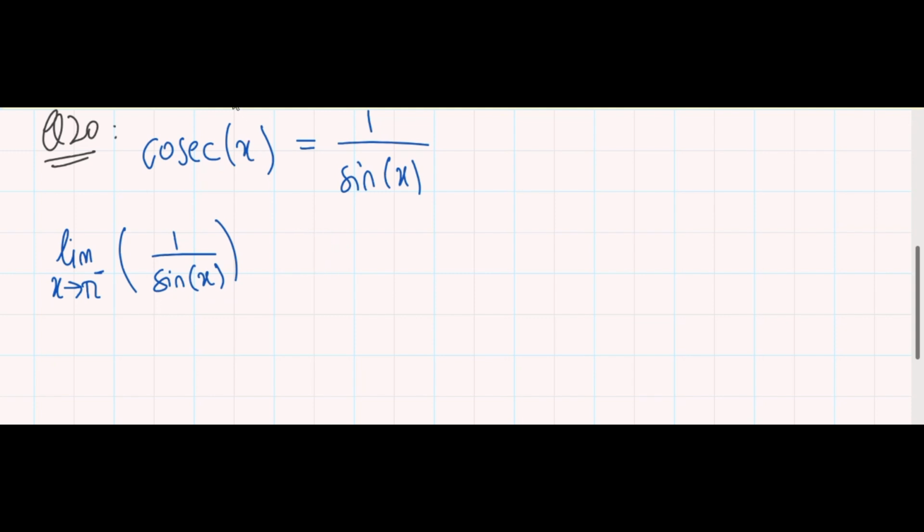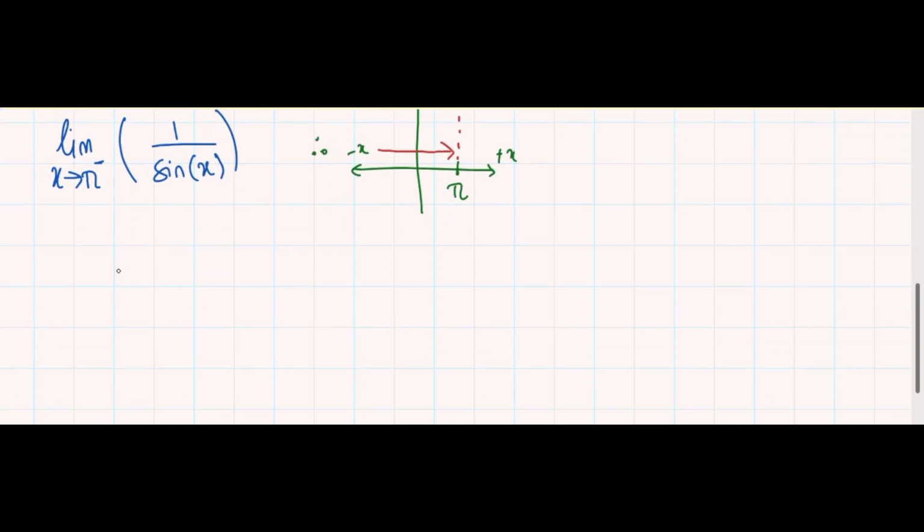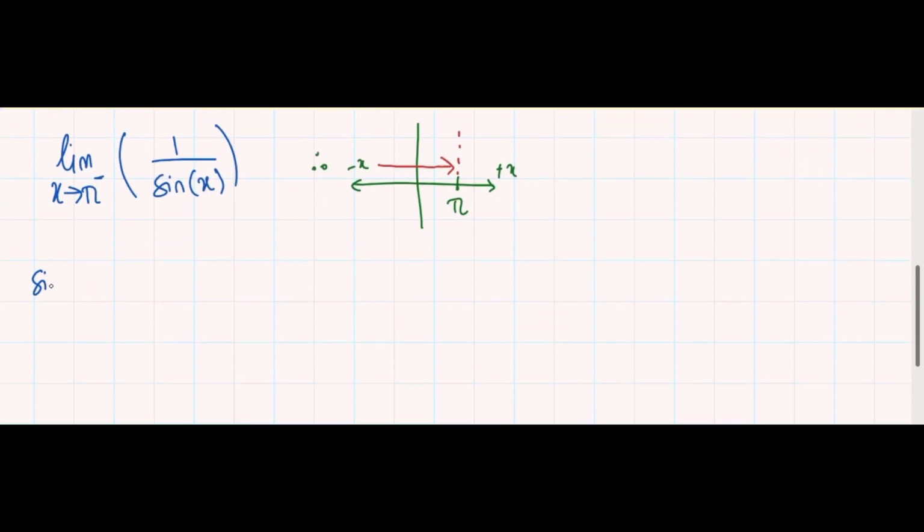We know sine is defined at pi. If you approach pi from the left hand side or the right hand side, the value of sine is the same. The limit of sine x as x approaches pi from the left hand side and from the right hand side is the same. It's zero. Sine is defined at zero, sine is defined at pi, right? But for cosec it's different, because cosec is 1 upon sine, and 1 upon 0 is infinity, right?